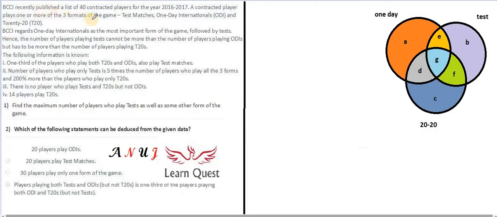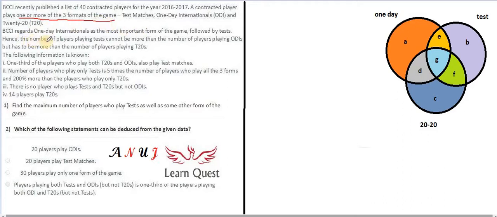BCCI recently published a list of 40 contracted players for the year 2016-17. A contracted player plays one or more of the three formats of the game, meaning they are playing at least one. So the value of null will be 0. Nobody is playing no game. Everyone is playing at least one. And the formats are Test match, One Day and T20.